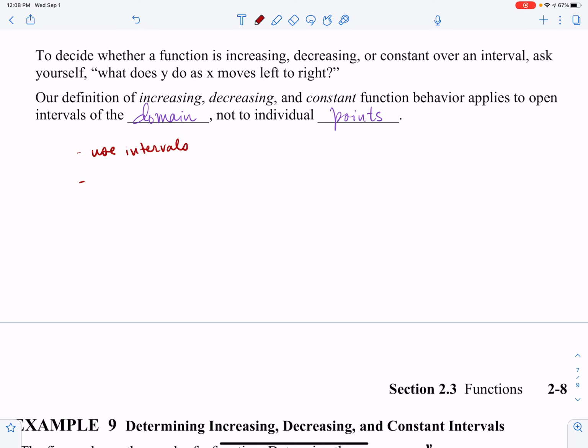Secondly, it's always going to be in the domain. Okay, so you're only going to ever use x values. If you try using y values for increasing, decreasing, and constant, it's going to be incorrect. So you're only using domain values, you're only using x values. And lastly, we're not looking at specific points. And I'll walk you through that here in just a second.